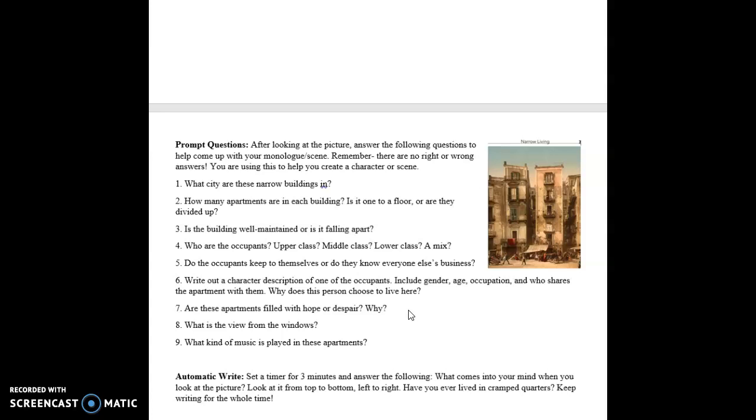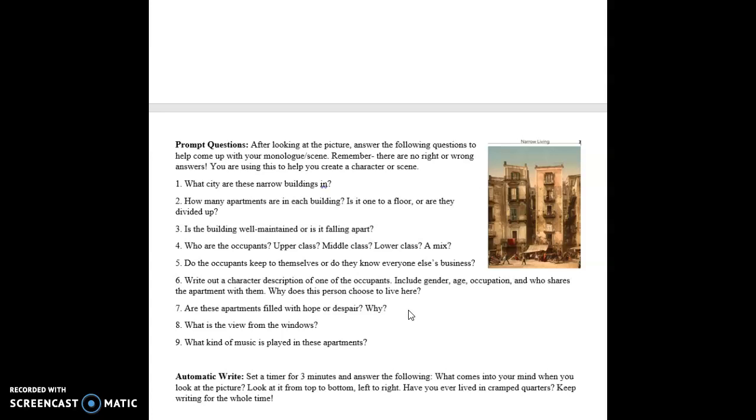So the prompt questions, after looking at the picture, answer the questions to help come up with your monologue or scene. This is kind of like a pre-writing like we did last week with your monologues. It's a pre-writing exercise. Remember, there are no right or wrong answers. You're using this to help you create a character or a scene. Some of the questions might help you better understand the characters in the image. Some of the questions will help you better understand what's happening in the scene.